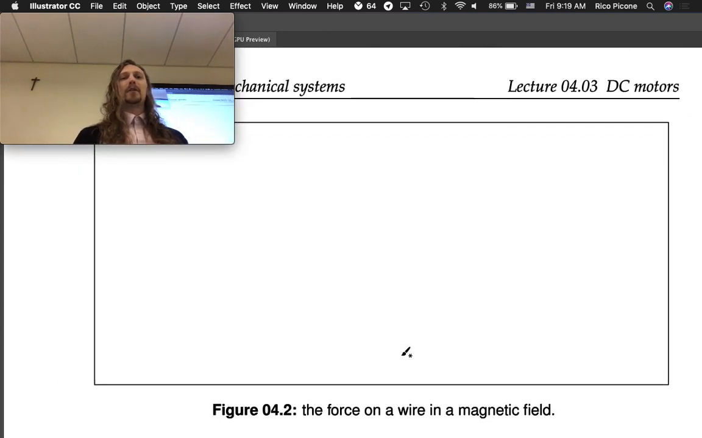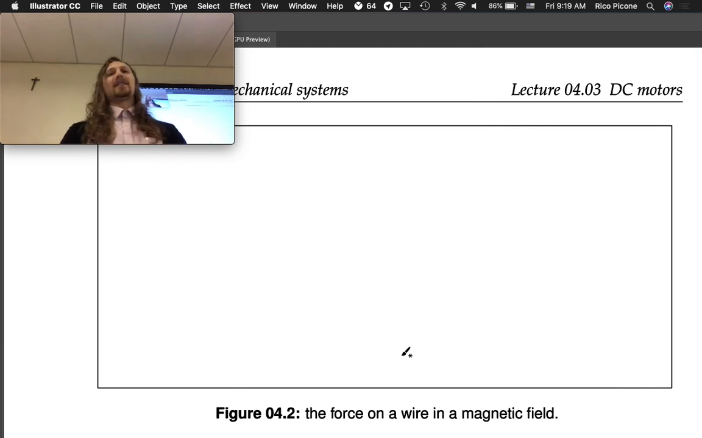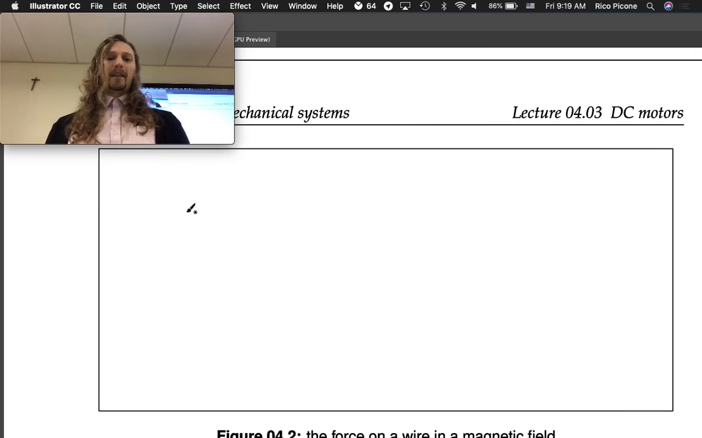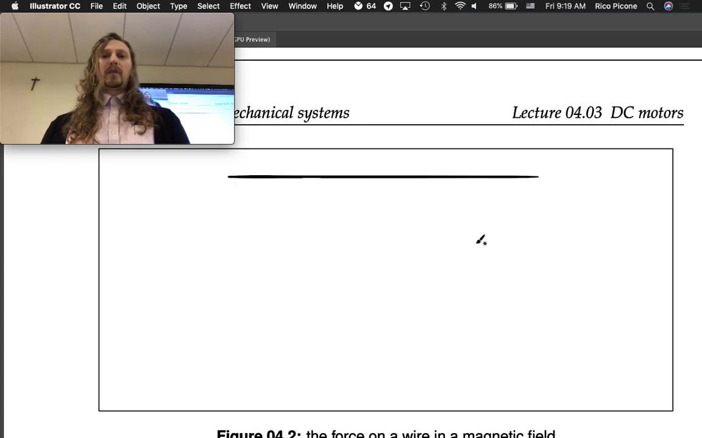So 4-2, we're going to draw it. Okay, so let's draw, well, let's just draw a magnetic field. We're going to have the field lines going uniformly horizontal.